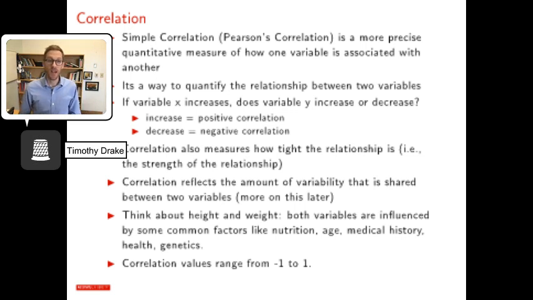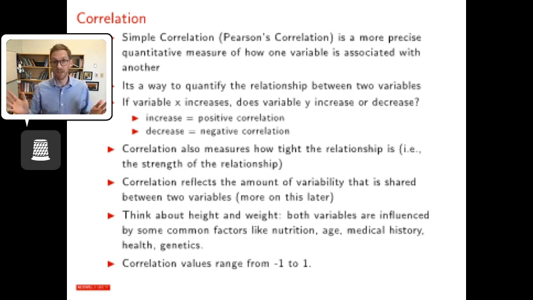Okay, so now we get to correlation. Before we just looked at some scatter plots, but correlation is a quantitative and precise measure of how each of these variables is related to the other. It's a way to quantify this relationship. So if variable X increases, what happens to variable Y? Does it increase or decrease, or is it unaffected? If it increases, then it's a positive correlation. If it decreases, then it's a negative correlation. And if it's unaffected, we'd say there's really no correlation here, right?